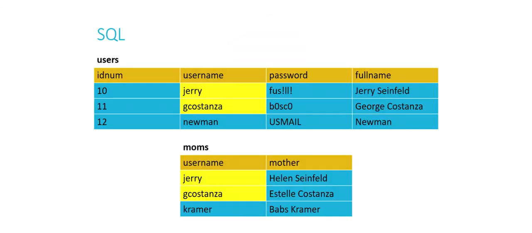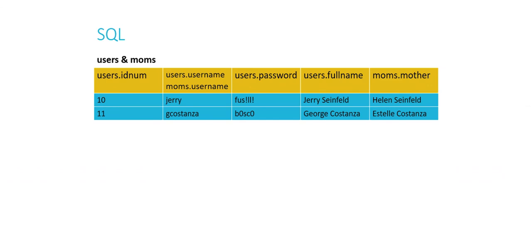So that's what we did here. We found where the two tables have data in common. And based on that, we create this hypothetical table called users and moms that contains all of the information that appears in both of those tables. But notice that the second column there indicates the overlap. This column refers to data that is in both users.username and moms.username. So that's what we're extracting here.